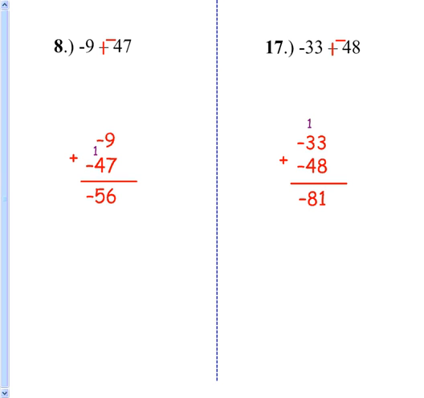Go ahead and try the practice problems, the practice test that has problems number 8 and 17 that are very similar to these. And remember to change your subtraction of a positive into addition of a negative, and then you'll find that they're very easy to solve.